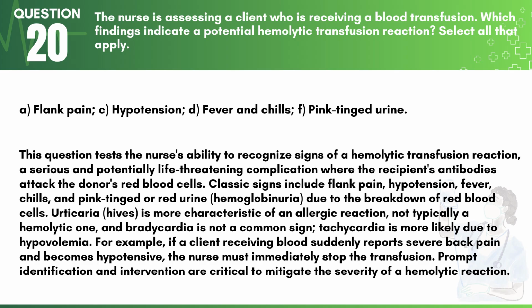Answer: flank pain, hypotension, fever and chills, pink-tinged urine. This question tests the nurse's ability to recognize signs of a hemolytic transfusion reaction, a serious and potentially life-threatening complication where the recipient's antibodies attack the donor's red blood cells. Classic signs include flank pain, hypotension, fever, chills, and pink-tinged or red urine, hemoglobinuria, due to the breakdown of red blood cells. Urticaria, hives, is more characteristic of an allergic reaction, not typically a hemolytic one, and bradycardia is not a common sign. Tachycardia is more likely due to hypovolemia.